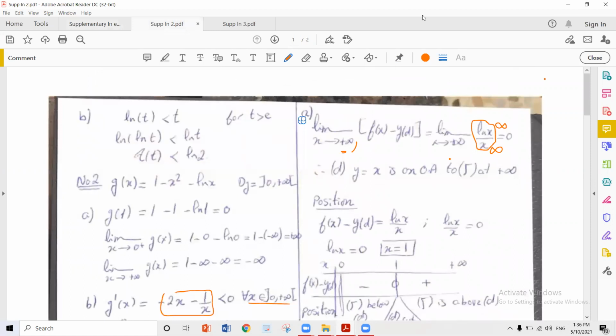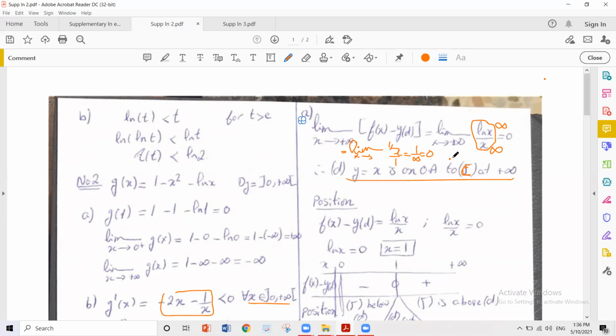If it comes out infinity over infinity, we apply L'Hospital's rule. If we don't know the rule, the limit as x tends to plus infinity of 1 over x, derivative over derivative, over 1 equals 1 over infinity, equals 0. Therefore, the line D, y equals x, is an oblique asymptote to C at plus infinity.